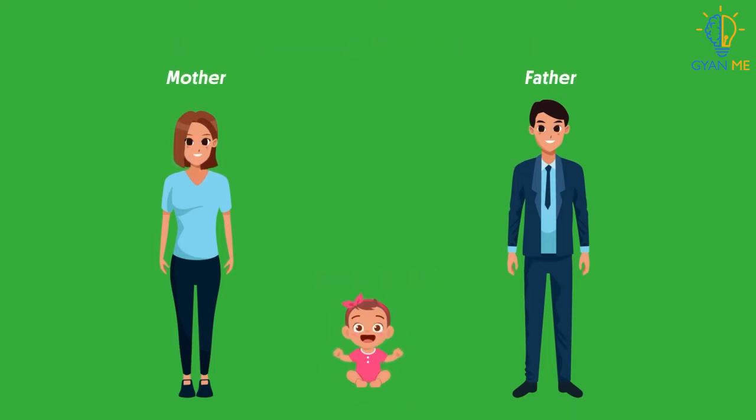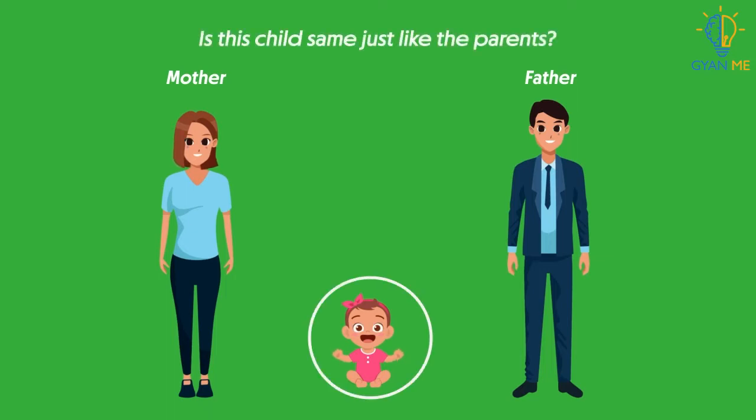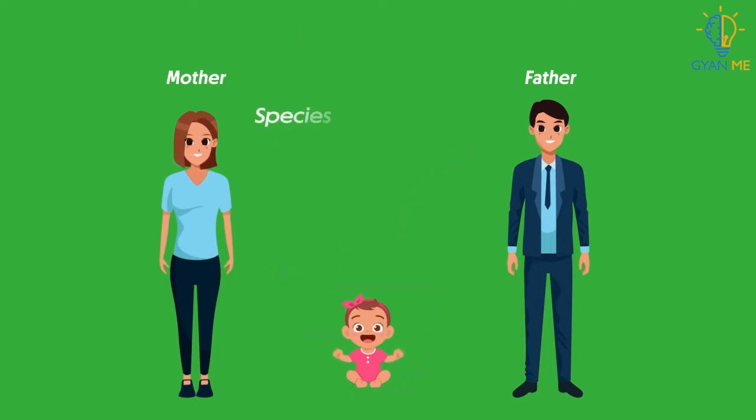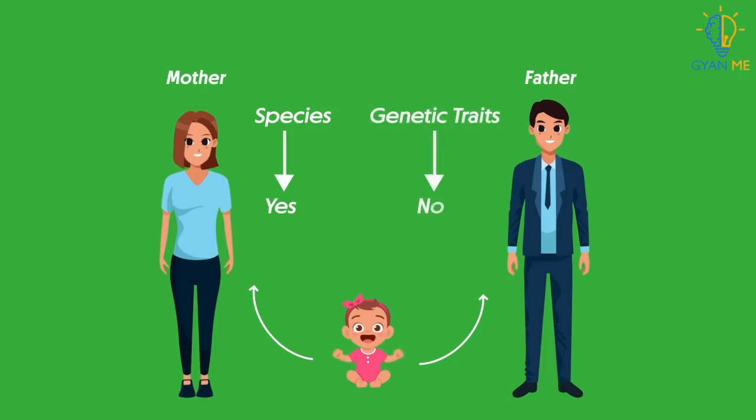Observe this picture on your screen. Is this child the same as its parents? The answer to this question is very interesting because the answer is both yes and no. If we talk about species, then yes, the child is just like its parents, a human. But if we talk about its genetic traits, the answer is no.